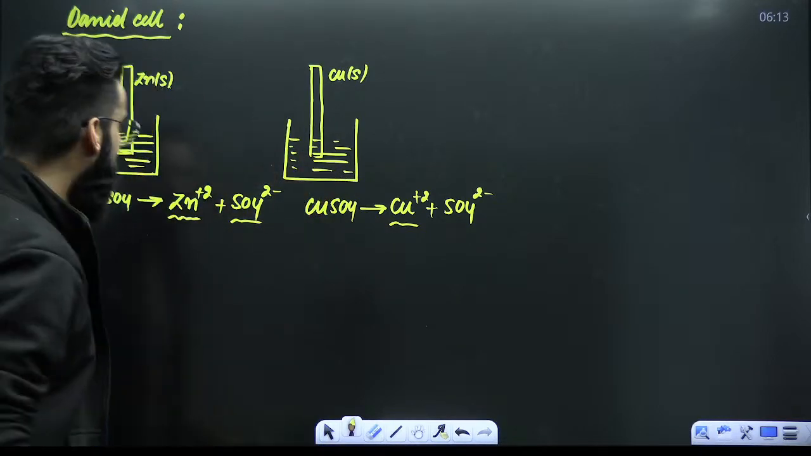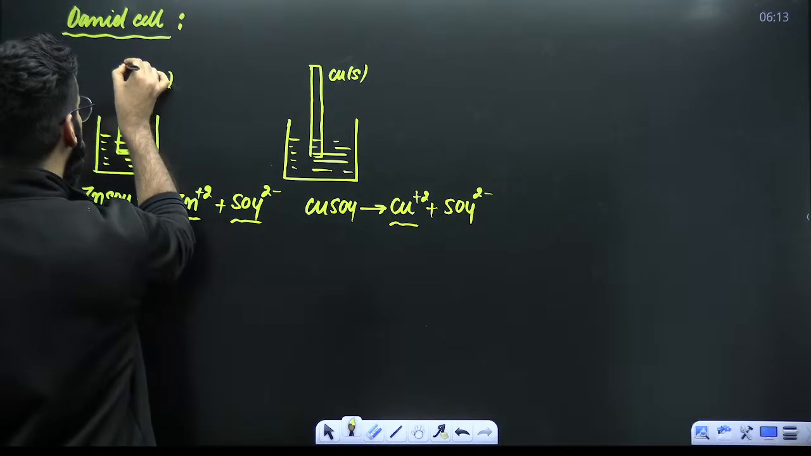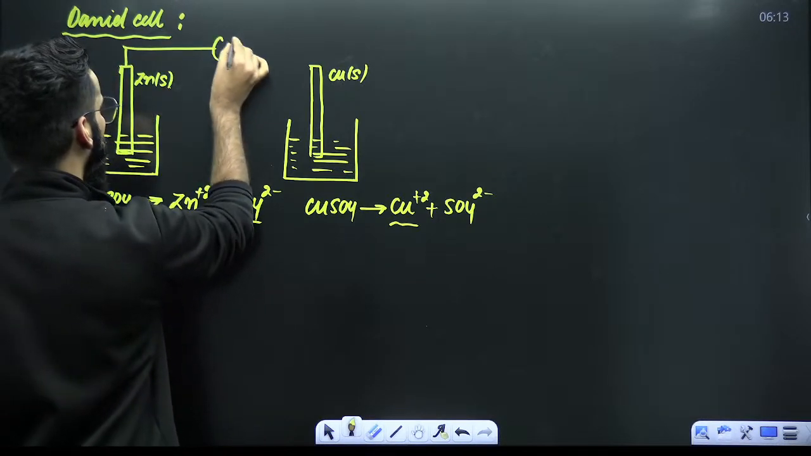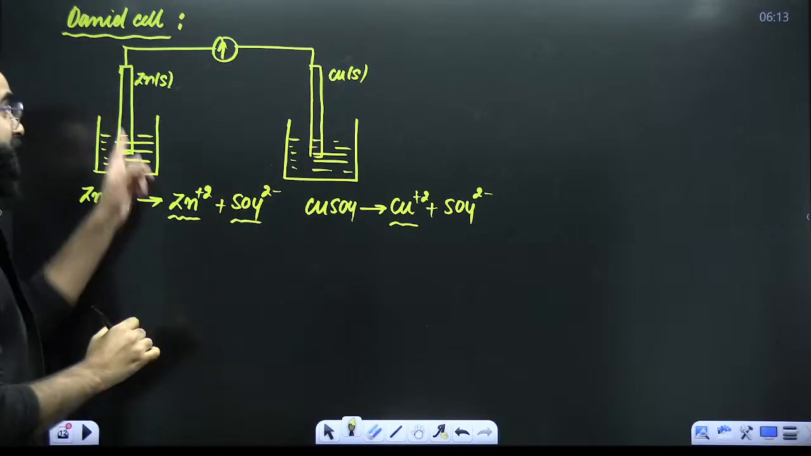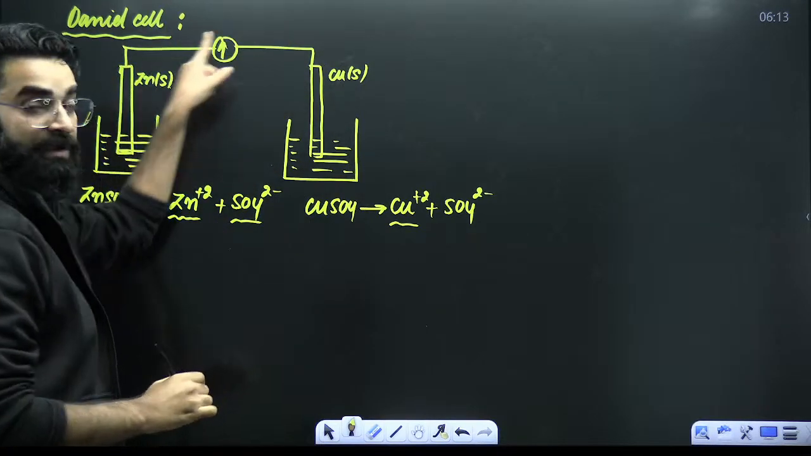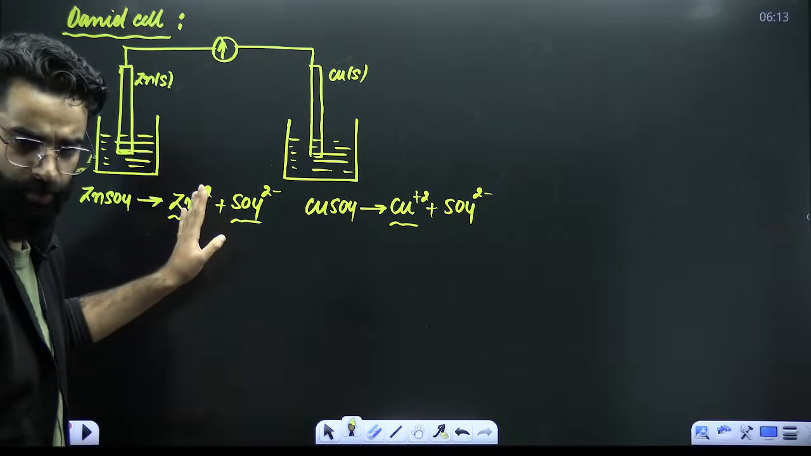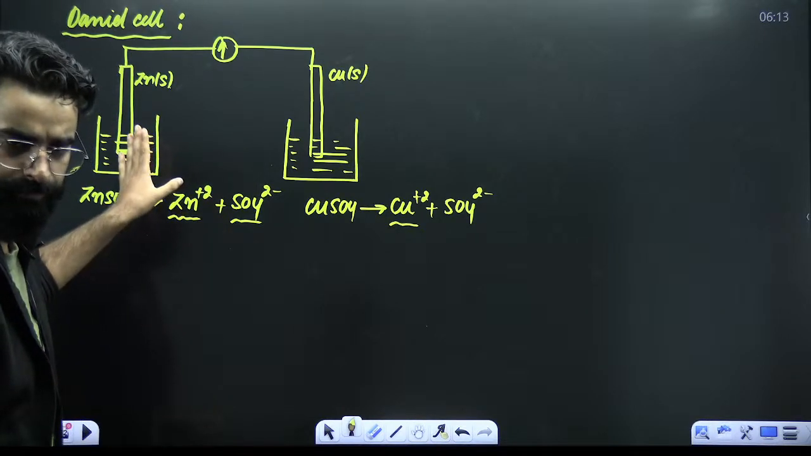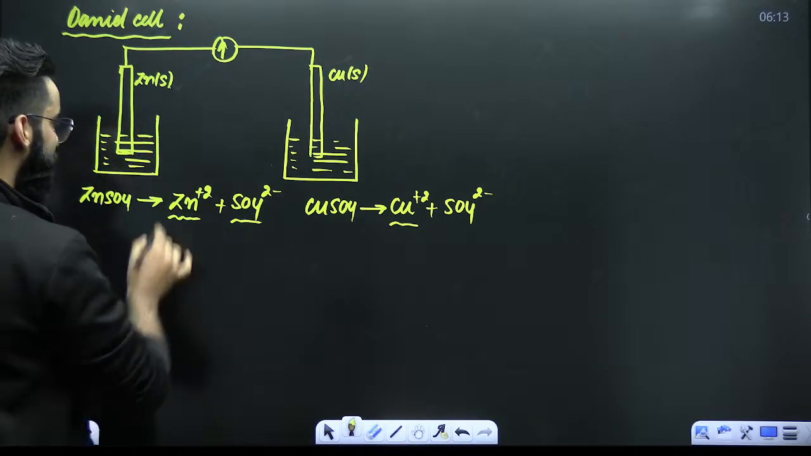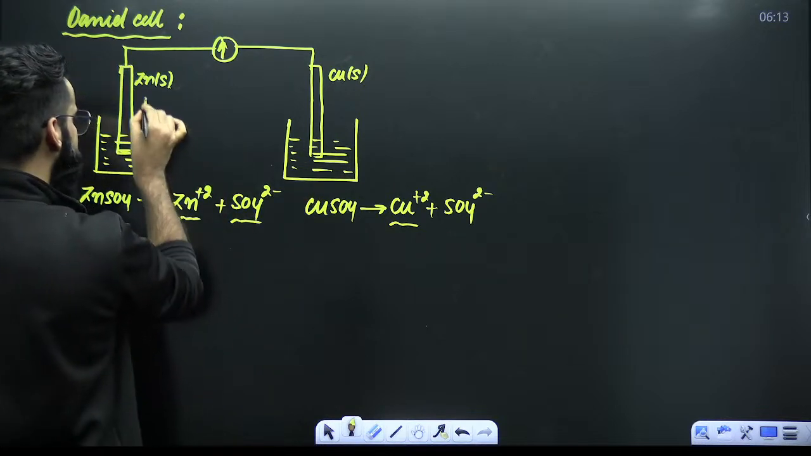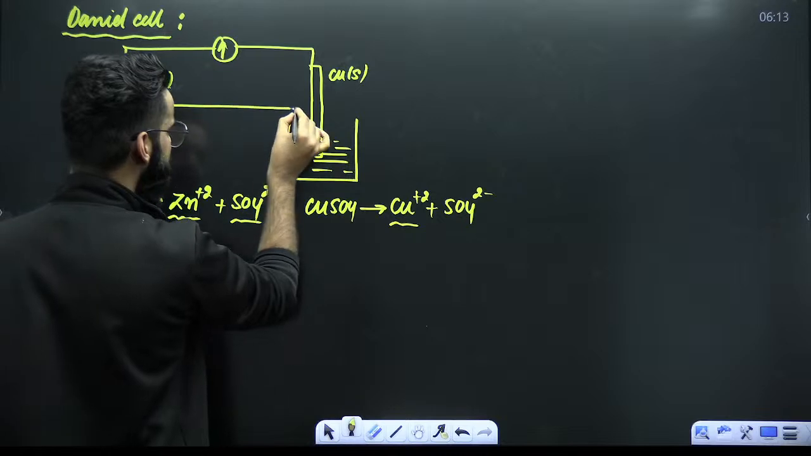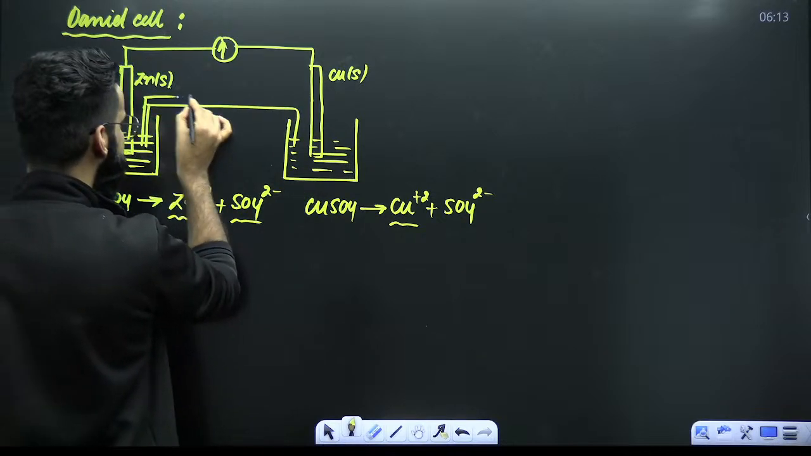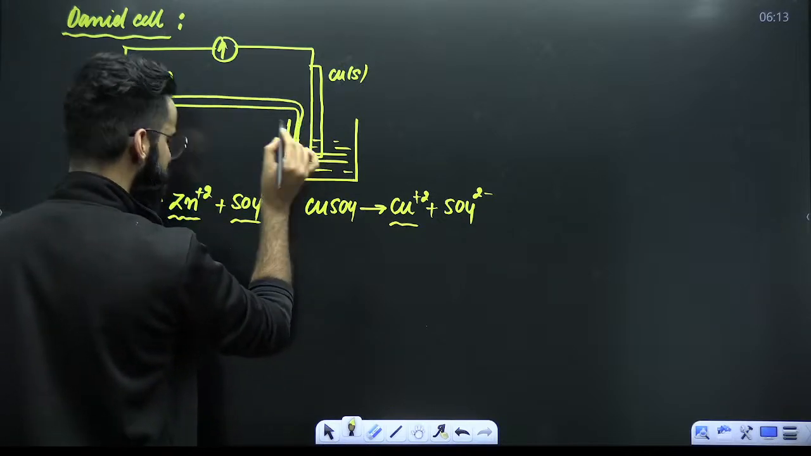Correct? Now, dear students, I am going to connect these electrodes with the help of a voltmeter. I have connected them externally with the help of a voltmeter. Right? These two electrodes are connected with the help of a voltmeter. And at the same time, internally, I'll be connecting them with the help of an inverted U-type tube. This is the inverted U-type tube over here.